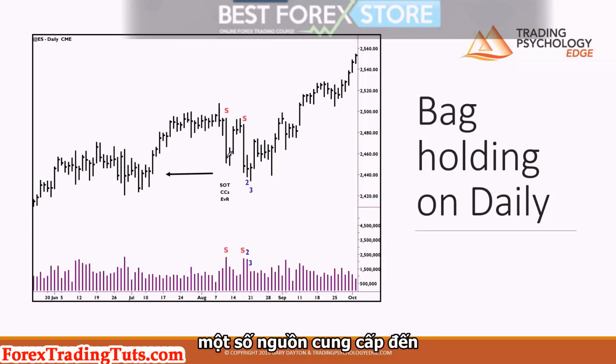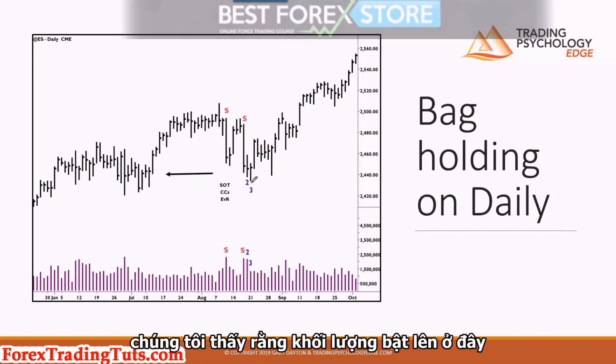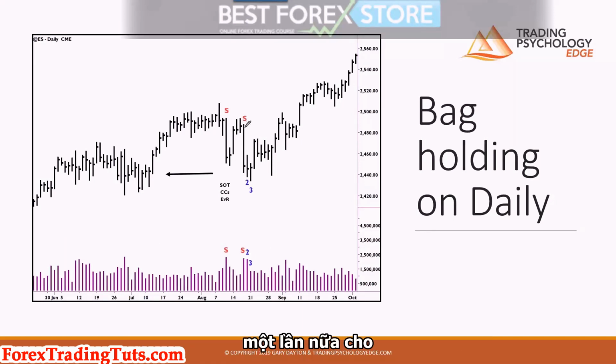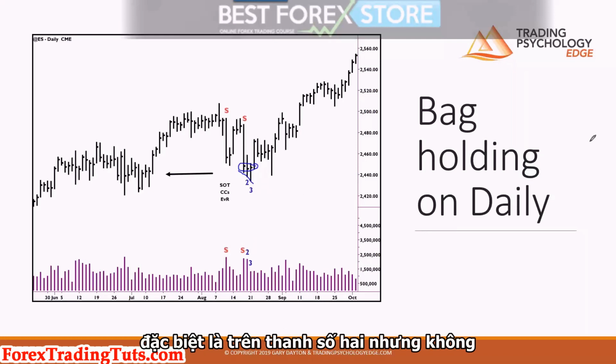So here, let's just take a quick look at bag holding on the daily. We see some supply come in. We see that pop in volume here, again, selling coming in. But look at what happens. This is occurring over a couple of days. We have shortening of the thrust. We have clustering of closes. We have big effort to go down, especially on bar number 2, but no result to the downside.